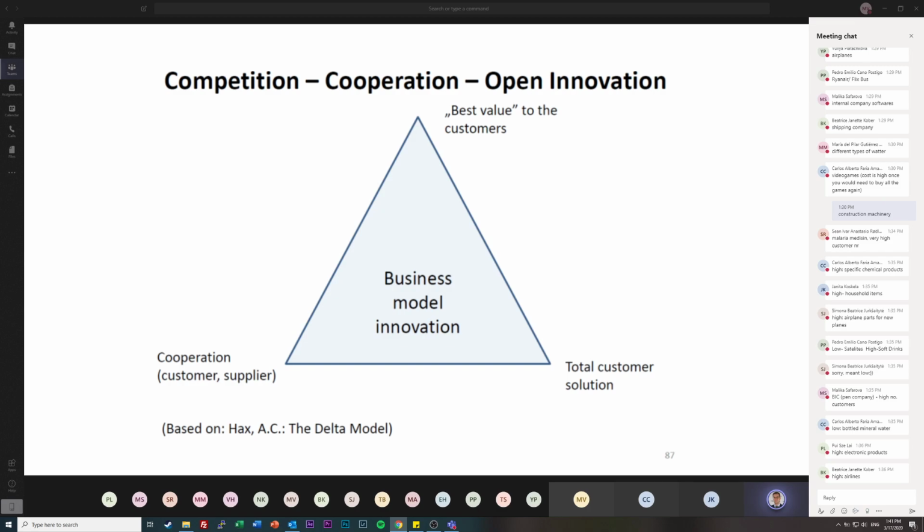One more slide. That's the comparison between Porter's Five Forces and the Delta Hex model. One more question: if you see these three letters, HBS and MIT, do you know what it is? Who knows what HBS and MIT mean?